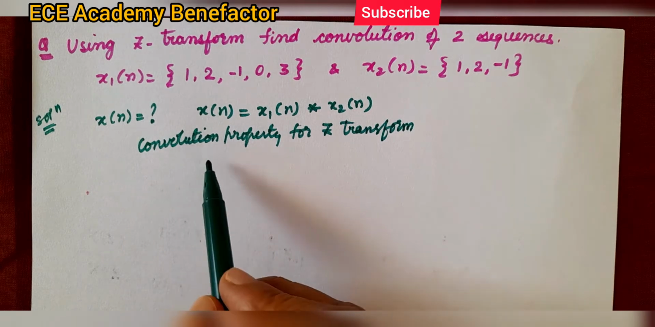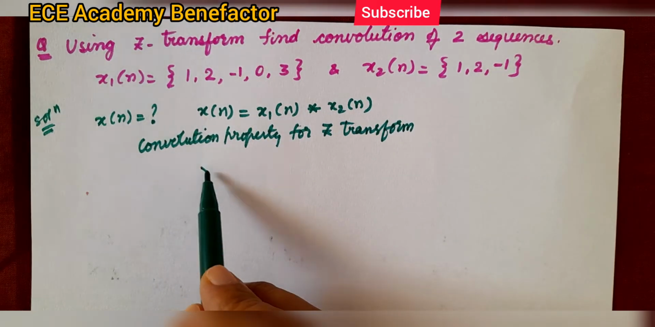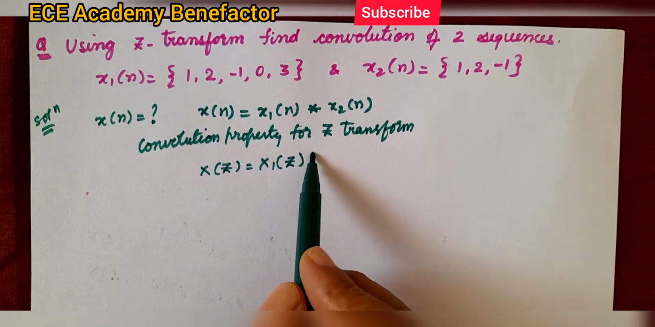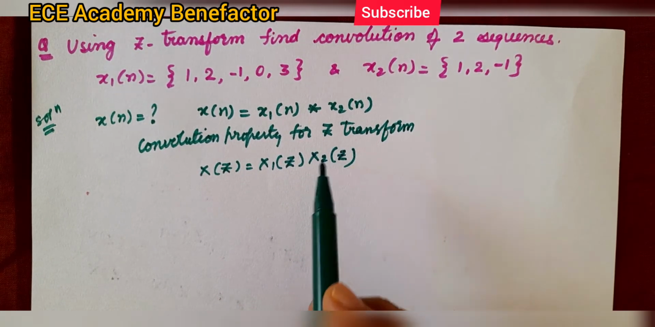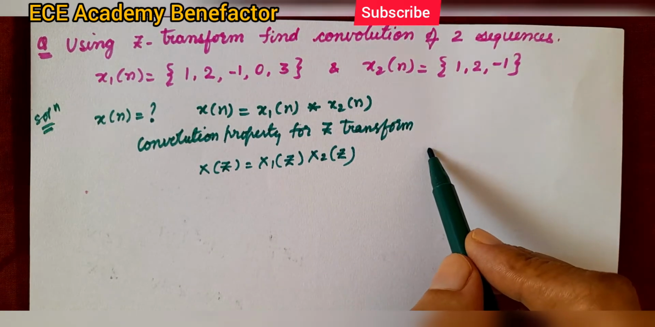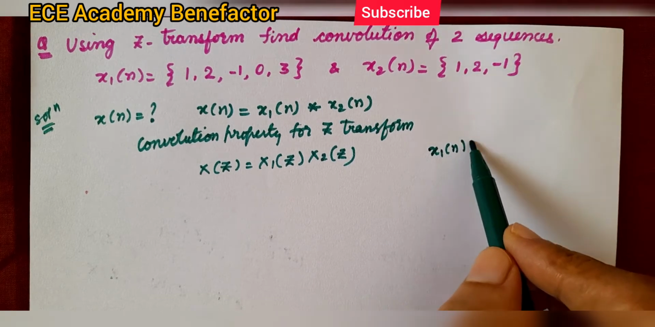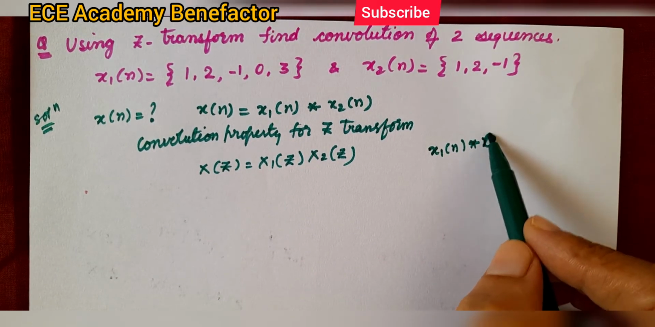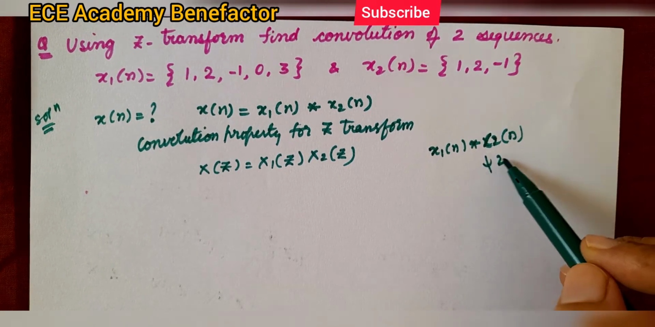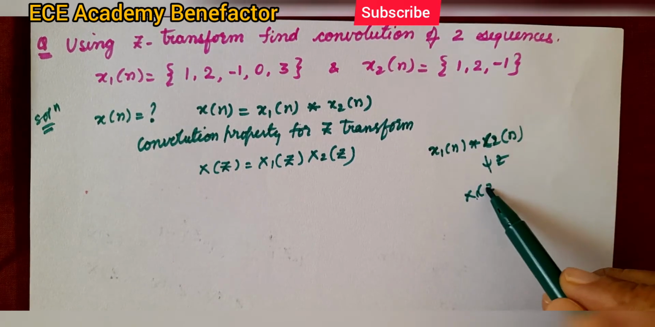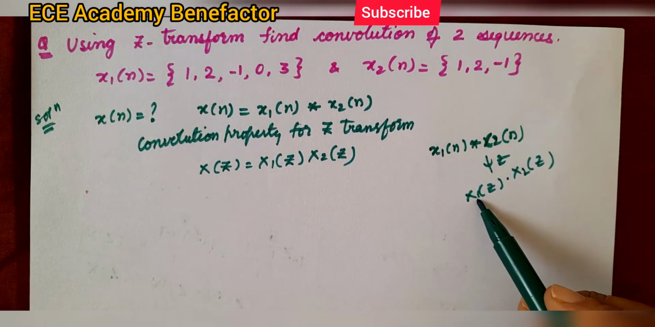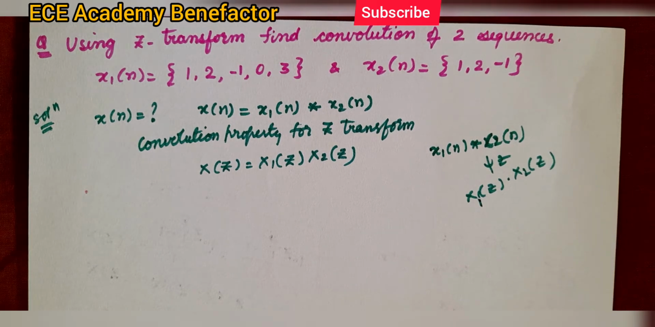So, when you are applying Z transform to this equation, you will get x of z is equal to x1 of z dot x2 of z. What is the convolution property? x1 of n star x2 of n, on applying Z transform, we get x1 of z dot x2 of z.